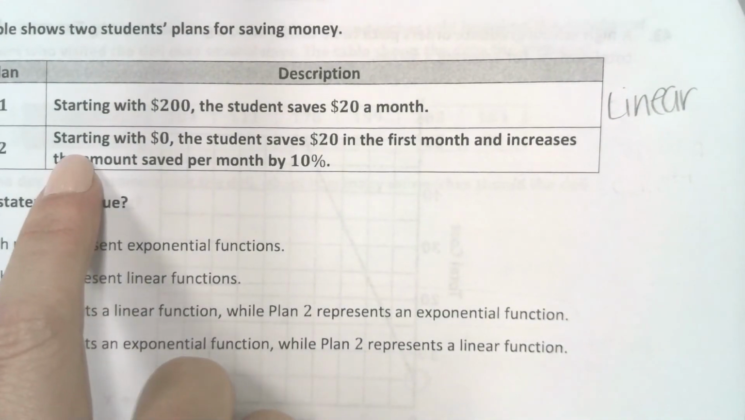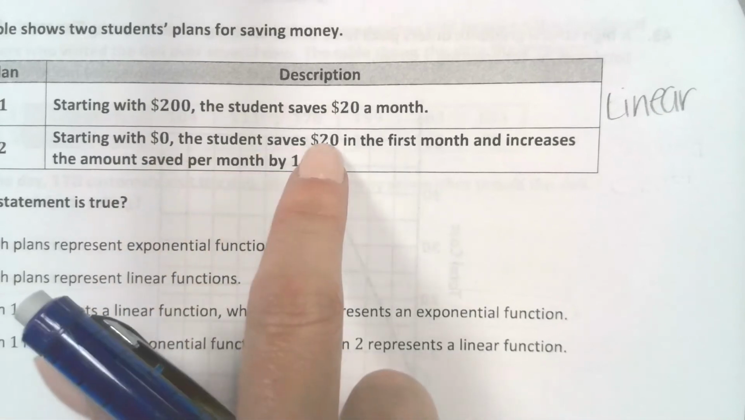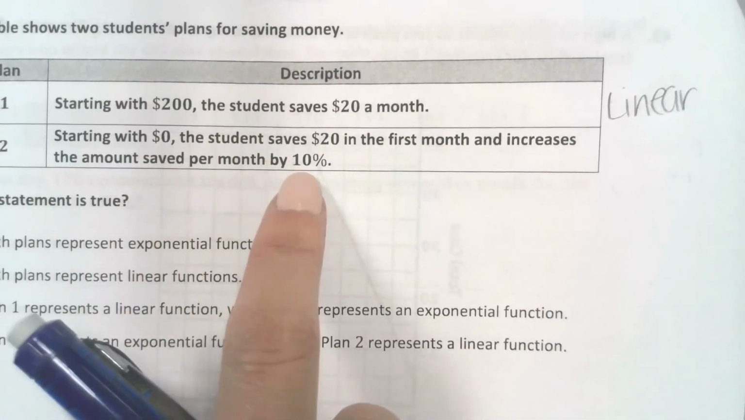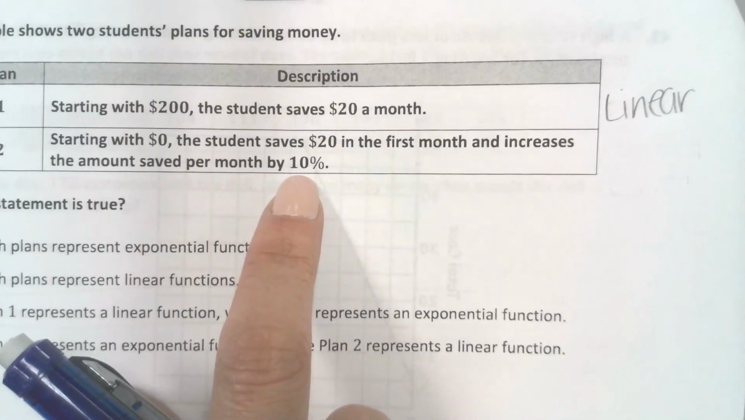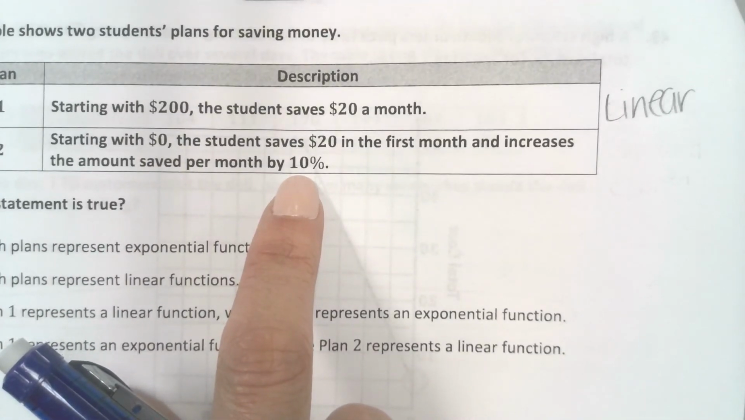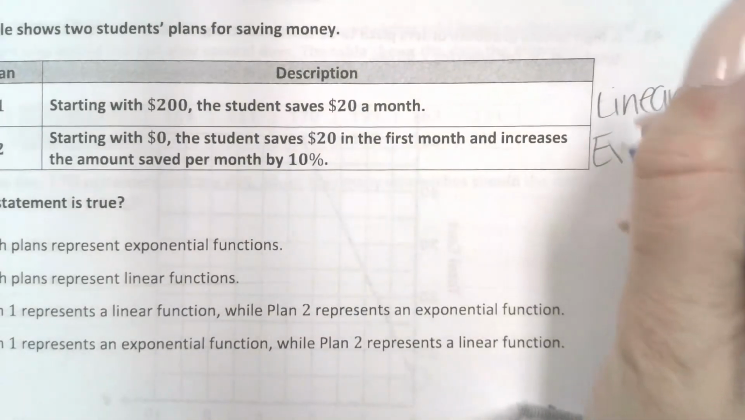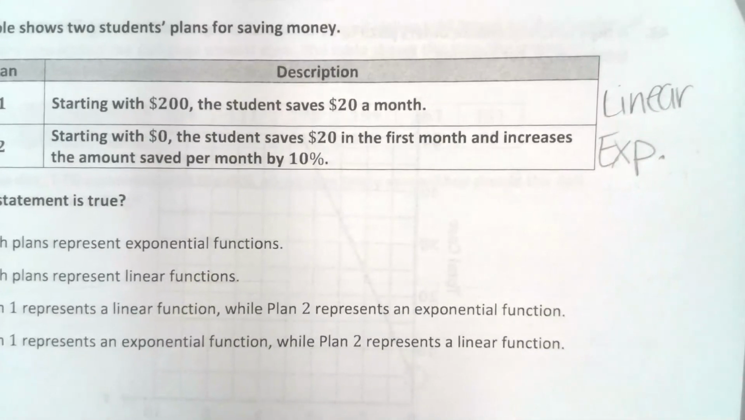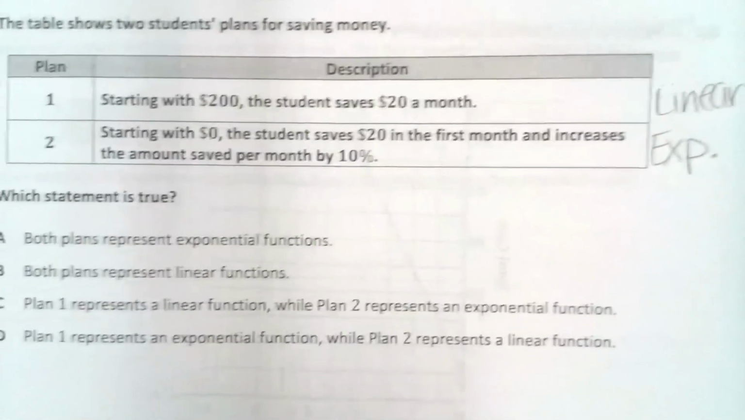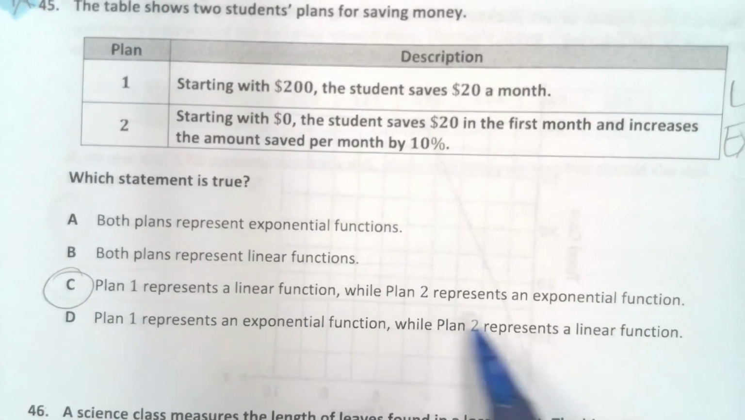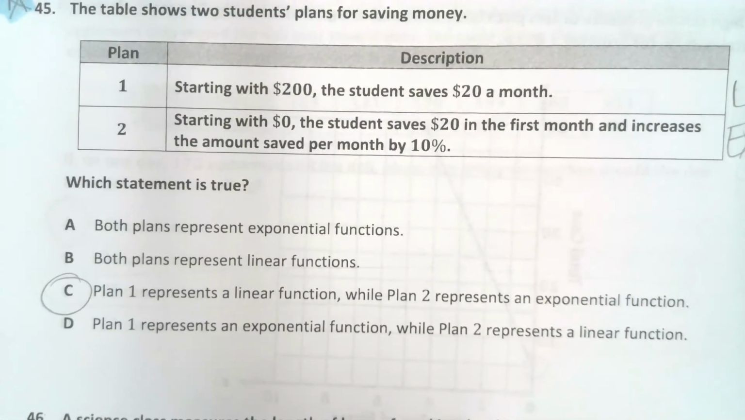Okay, option 2. Starting with $0, the student saves $20 in the first month and increases the amount saved per month by 10%. Well, percent is when we're dealing with growth and decay, right? And growth and decay is linear or exponential? So the answer was C. Plan 1 is linear, plan 2 is exponential.